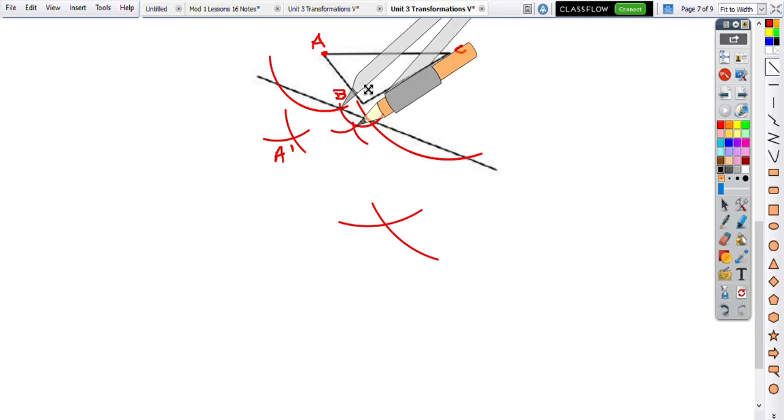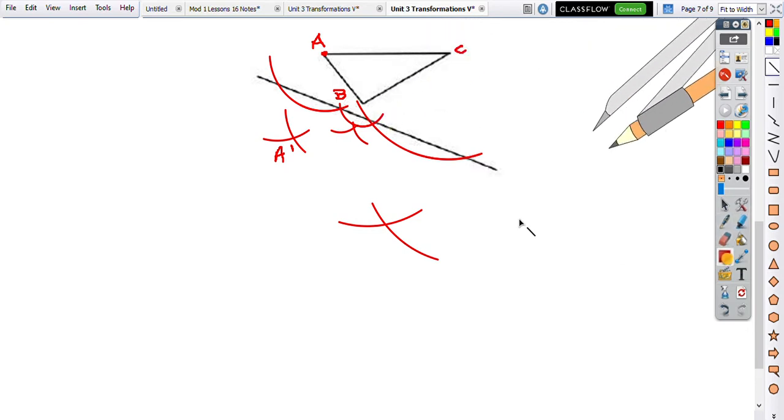And then where those two arcs meet is our image. And then you can connect those points together. We got ourselves a reflection. Okay, so if this is B, label that B prime and C prime.